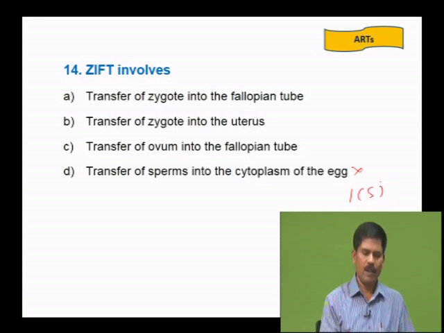This does not apply. Transfer of ovum into the fallopian tube, this also does not apply, because the name itself indicates zygote intrafallopian transfer. Even this is not applicable. Therefore the right option is A, transfer of zygote into the fallopian tube.